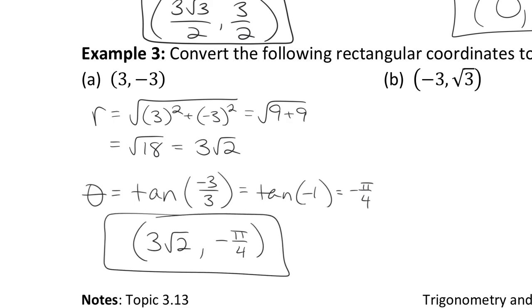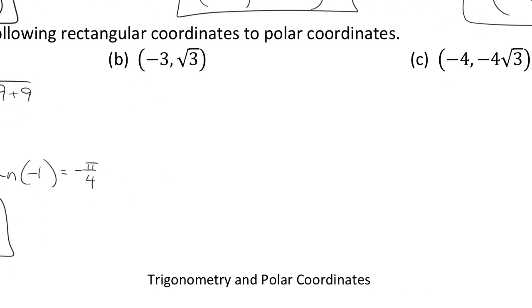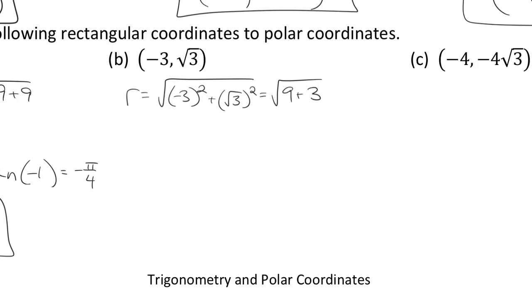If we do the second one together before you try the next one, this one says that we have the x and y coordinate negative 3, square root 3. Okay. So I know that I'm finding the radius by doing Pythagorean theorem. So this is negative 3 squared plus square root of 3 squared. Well, you guys already told me that negative 3 squared is 9. And the square root of 3 squared is just 3. The square root and square cancel each other out.